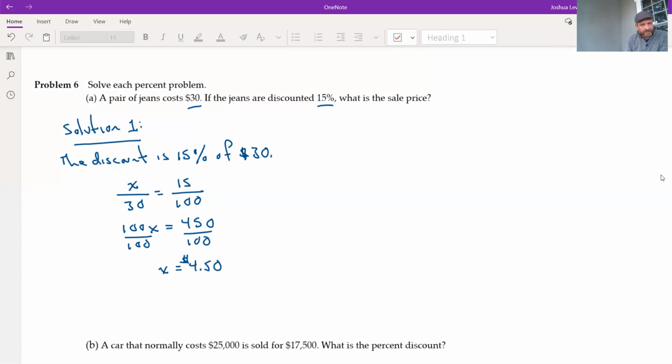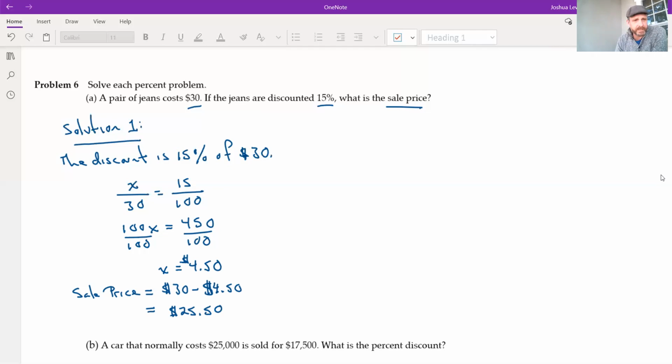But we're not asking for the discount, we're asking for the sale price, right? And so the sale price then, now that I know the dollar amount of the discount, will be that $30 minus the amount of my discount. Let's just do this. Which turns out to be what? $25.50? Okay, so there's one option.